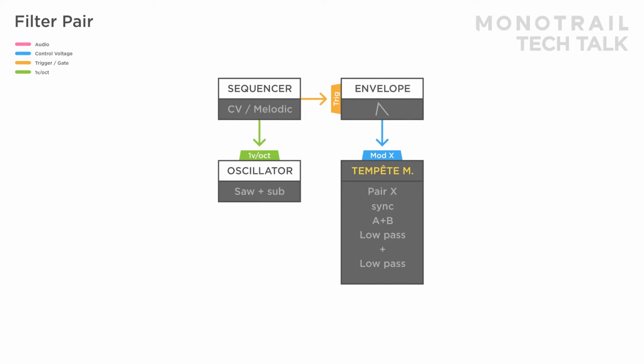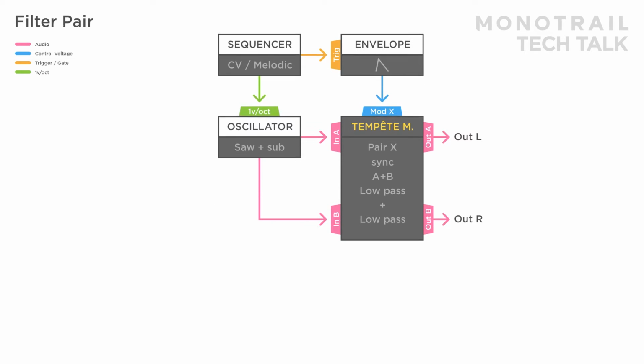Filter pairs are great for stereo setups. Here, 2 waveforms of a single oscillator are used for inputs A and B. The filters are synced, set to A plus B, and both are in low-pass mode. Outputs A and B are used to create a stereo signal.